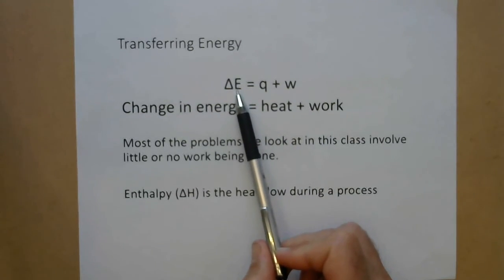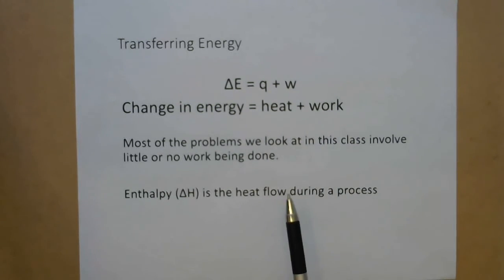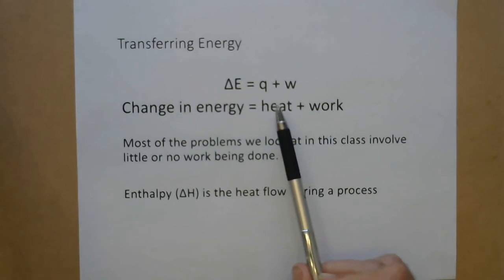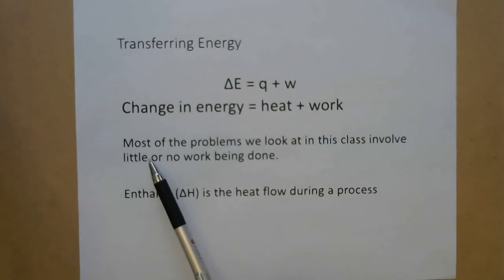So if you have a delta E that's positive, it means that system is absorbing energy by either absorbing heat or having work done on it. If delta E is negative, that means it's losing energy. So that means it's passed its heat onto the surroundings, or it's done work on the surroundings.